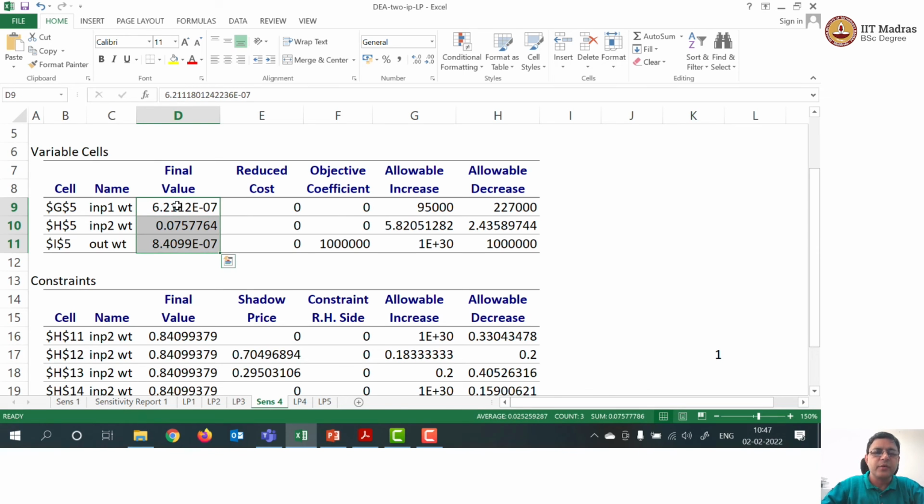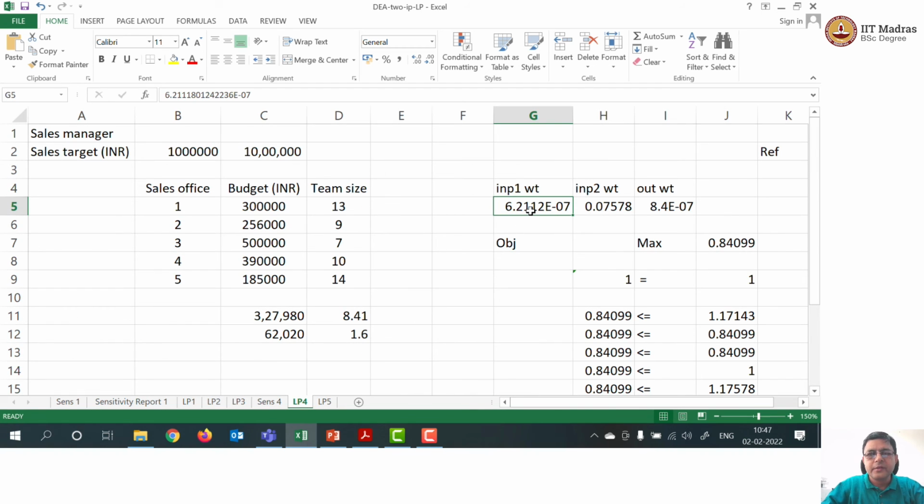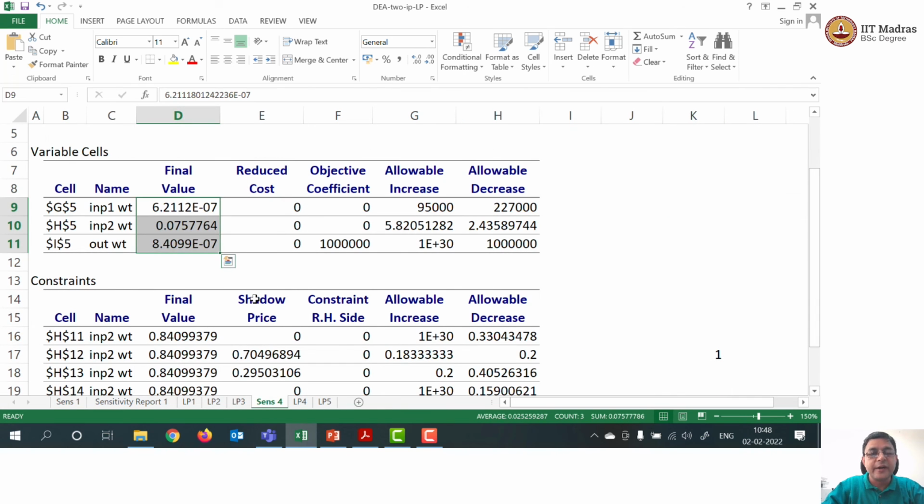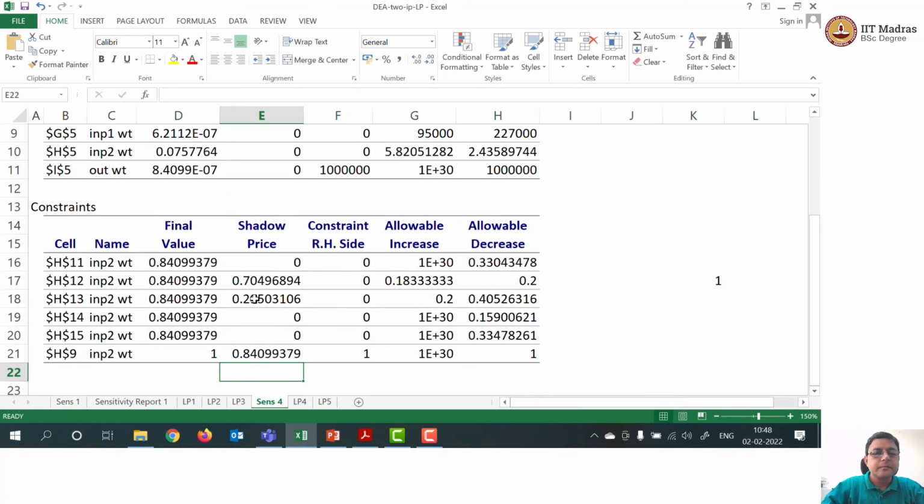This is not of interest to us. We have already seen that. This is of less importance to us because I can already get the final value of the decision variables from here. These are the primal decision variables. Now we are interested in finding the decision variables of the dual, which are called shadow prices in Excel.